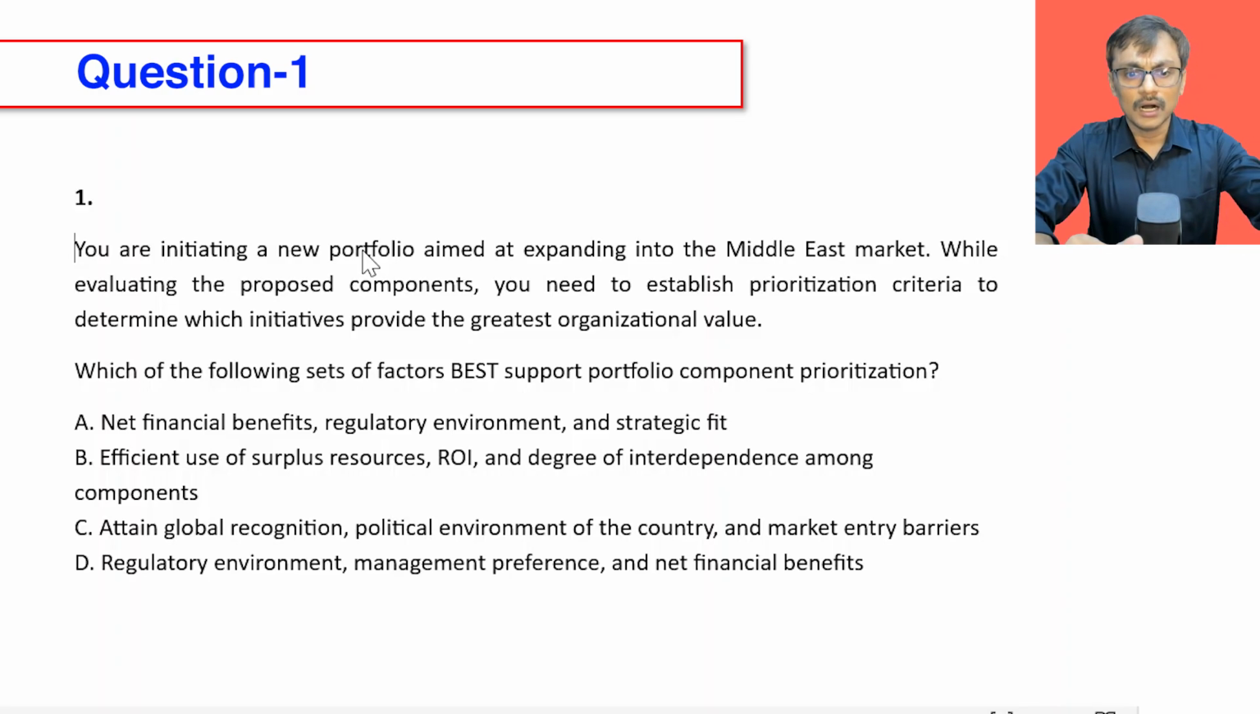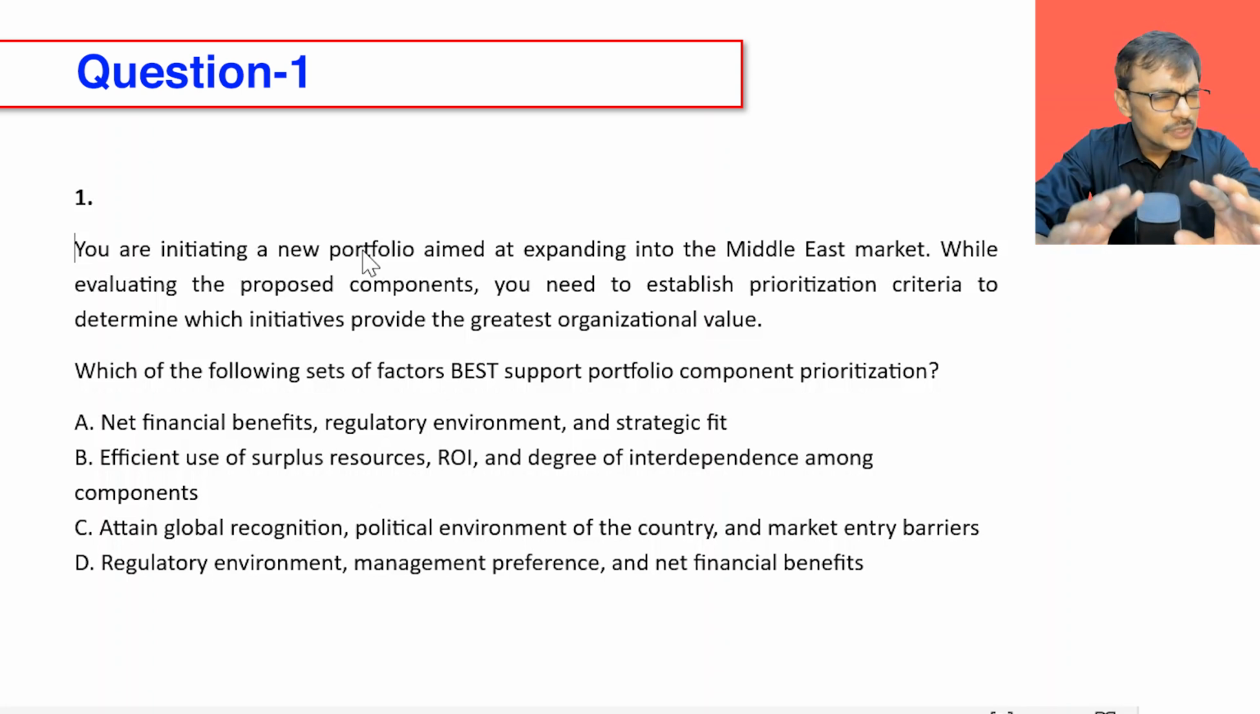So let's see, the question is simply asking, out of 4 options, which is considered a good prioritization criteria or prioritization model evaluation point. Let's see. Option A: net financial benefits. So financial point, good. Regulatory environment, regulatory related restrictions, usually a good choice. Strategic fit, great. Yes, the words strategic fit usually make the option great. Let's see option B. Efficient use of surplus resources, may not be.